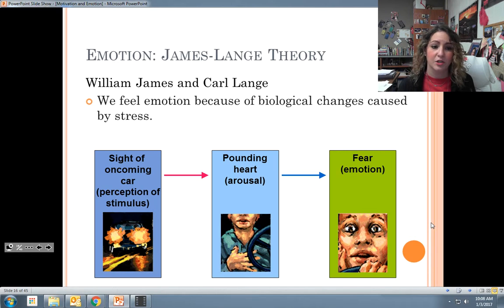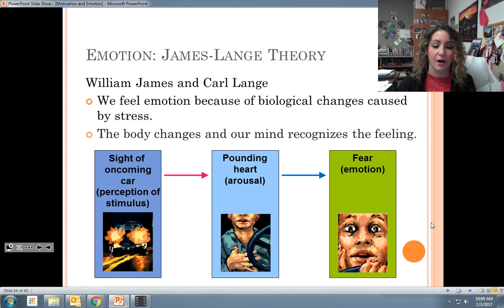The James-Lange Theory was brought to you by William James and Carl Lange. William James, we talked about earlier, was the one that wrote the first psychology textbook. So this theory is a little old. We feel emotion because of biological changes caused by stress. So we have a biological response first, and then the emotion comes after. Our body changes, and then our body recognizes the feeling. So tears flow, we recognize tears flowing, and then we become sad. Our body grins and we're filled with joy, and then we feel happiness. So if there's some sort of physical change in our body, then we experience emotion.